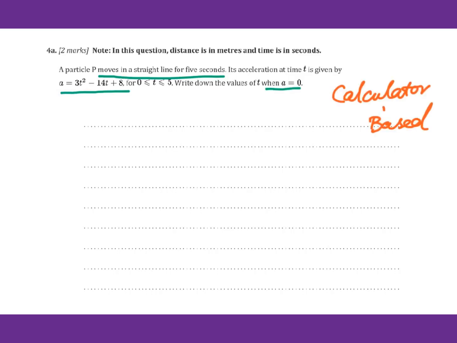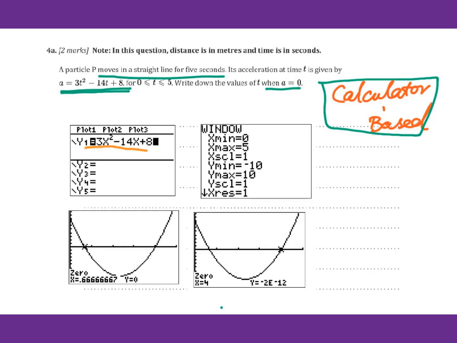Remember, this question is calculator based, so we put this into graphing calculator to get the 0. So we put this function into y1. The domain, I use the given domain in the question. Then you will get x equals 0.667, that's t1 equals 0.667. t2 equals 4.